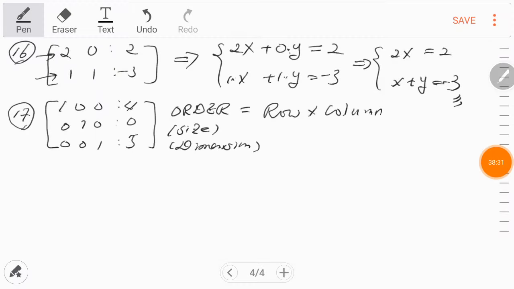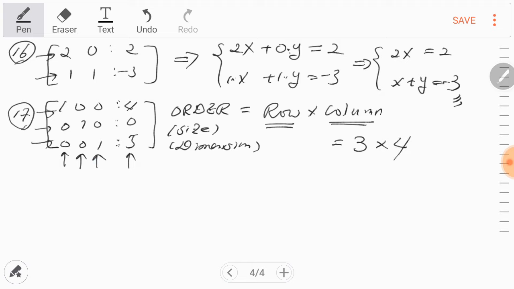Okay, the order of a matrix, or size or dimension of the matrix, is always row by column. Row comes first. The number of rows by the number of columns. Number of rows is what? 1, 2, 3. So the order of the matrix is 3 by column. Column is 1, 2, 3, 4. We only count the numbers. We don't count this column. So only the numbers, 1, 2, 3, 4. There are 4 columns. So 3 by 4.